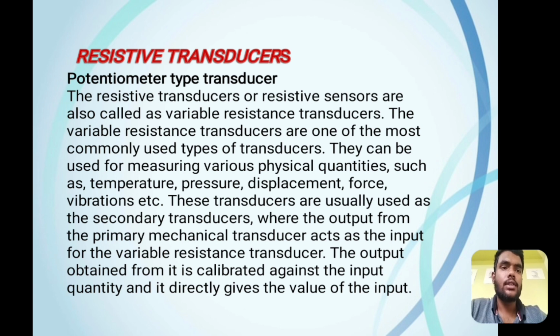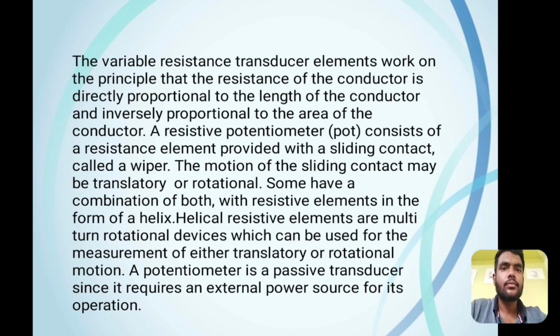These transducers are usually used as secondary transducers where the output from the primary mechanical transducer acts as an input for the variable resistance transducers. The output obtained from it is calibrated against the input quantity and it directly gives the value of the input. The variable resistance transducer elements work on the principle that the resistance of the conductor is directly proportional to the length of the conductor and inversely proportional to the area of the conductor.